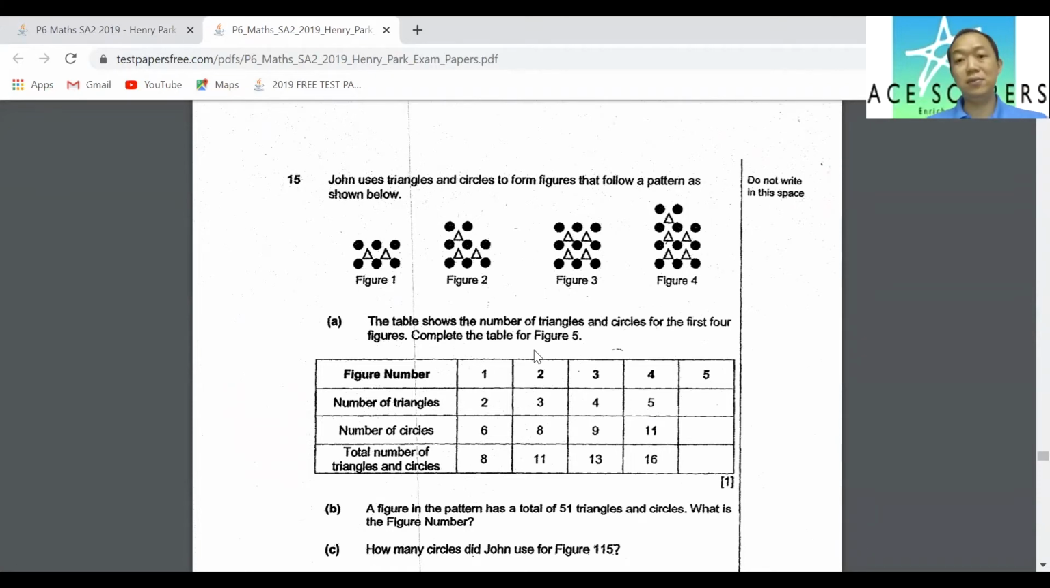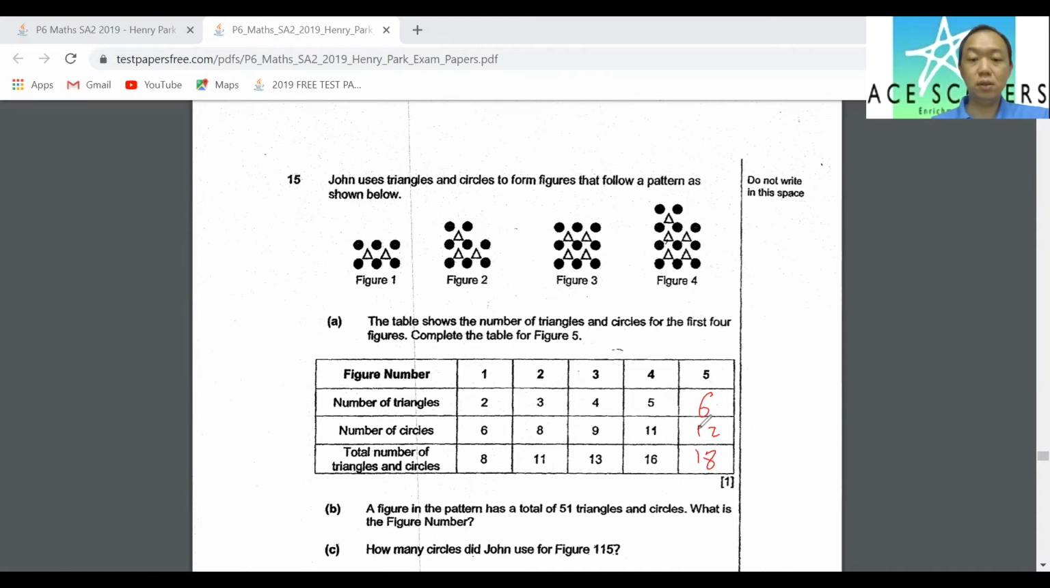Okay, complete the figure. So 1, 2, 3, 4, 5, 2, 3, 4, 5. Here has to be 6. Yeah, 6. 6, 8, 9, 11, plus 2 plus 1 plus 2 is 12. Plus 3 plus 2 plus 3 plus 2, 15. Yeah, that's right. So a figure in the pattern has a total of 51 triangles and circles.